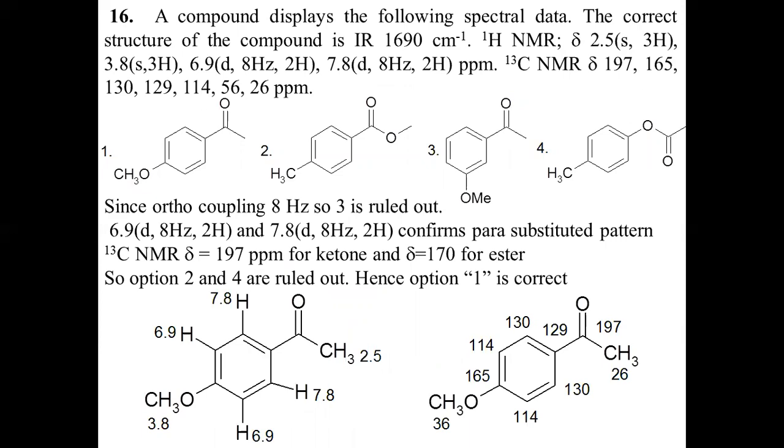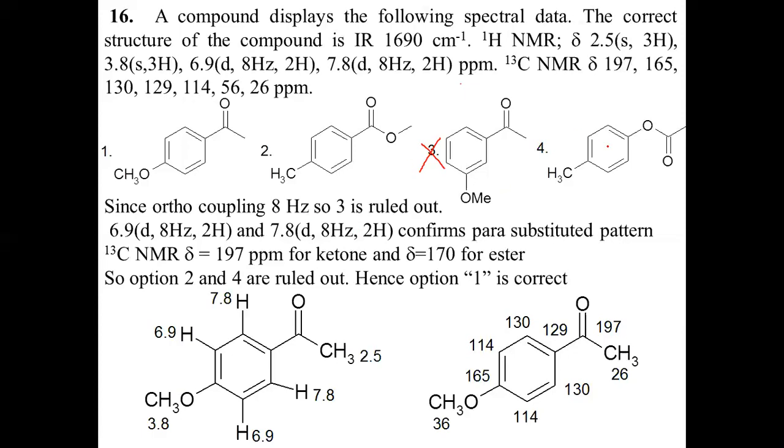Here, a compound displays the following spectral data. The correct structure of the compound is, and they have given you 4 options, along with IR values, proton NMR, and C13 NMR. Now look at the values given. In proton NMR, you see 6.9 and 7.8. As usual, you can see that all are para substituted. I don't know why the question paper setter has a liking for para substituted compounds. I can rule out option 3, left with 1, 2, and 4.